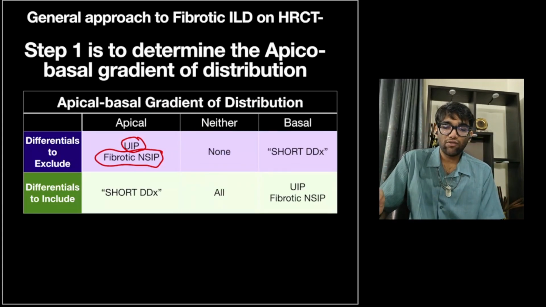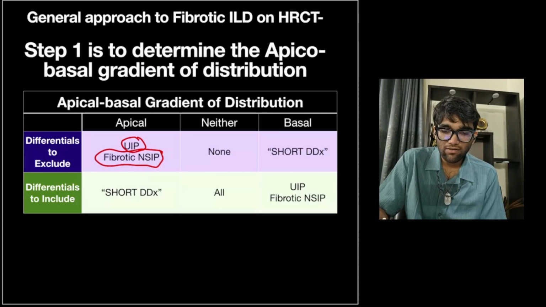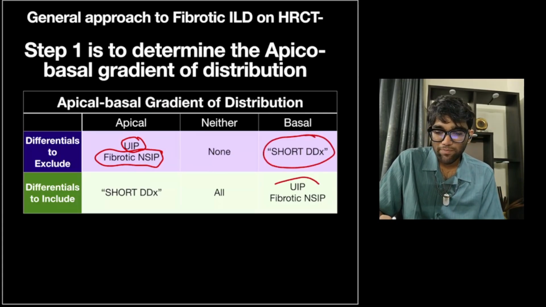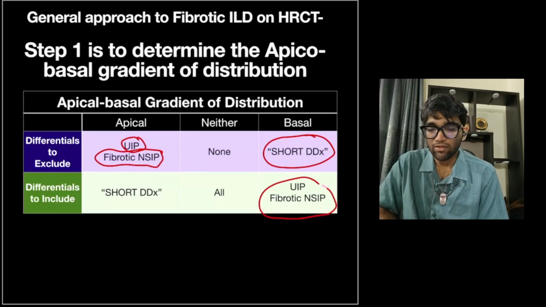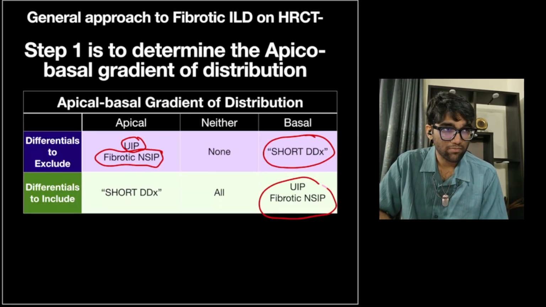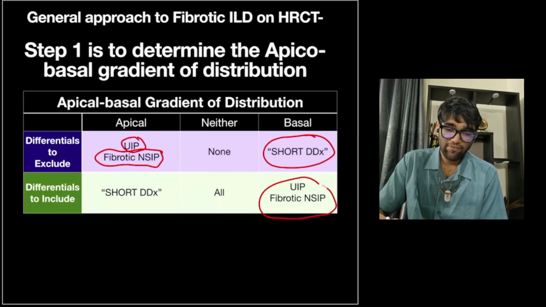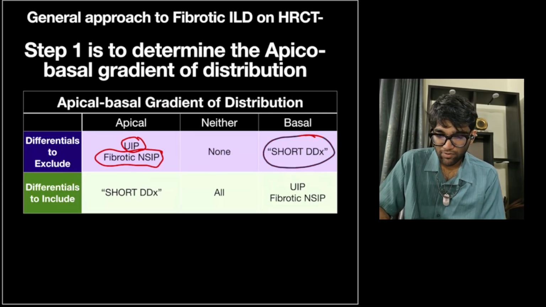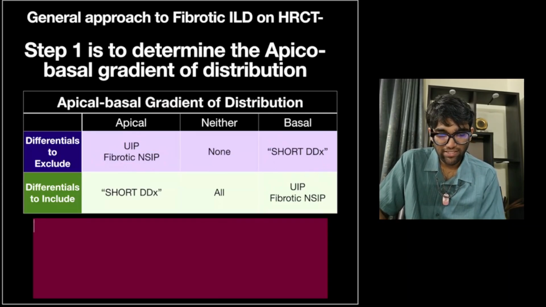Now, on the other hand, if it is basal, you can actually rule out the short differential diagnosis, and again UIP and fibrotic NSIP become the likely diagnosis. If it is neither, then actually we can't really say anything, we can't rule out anything. So what is this short differential diagnosis?